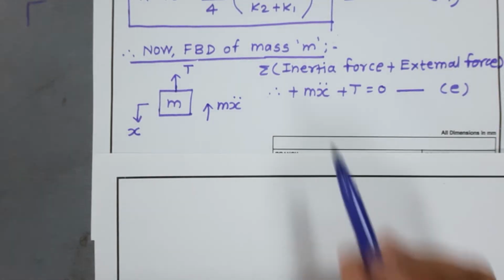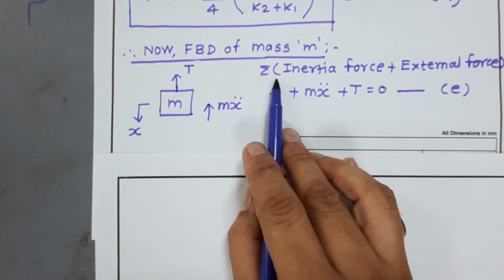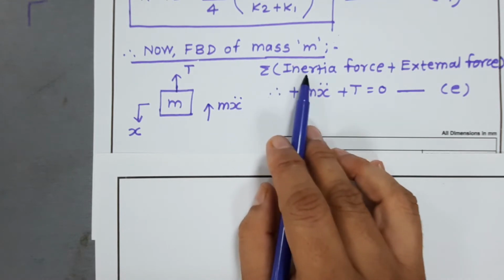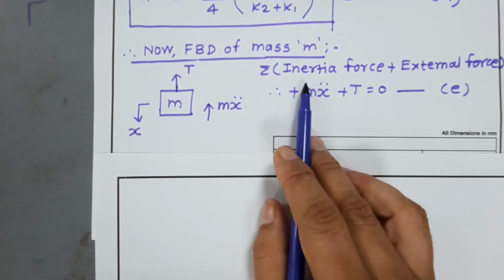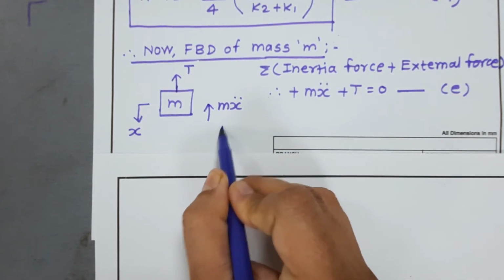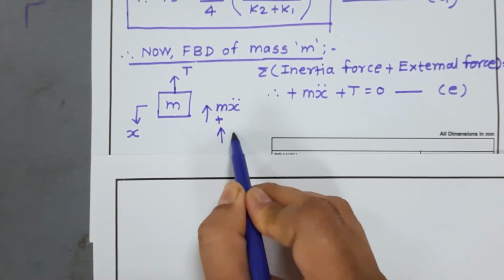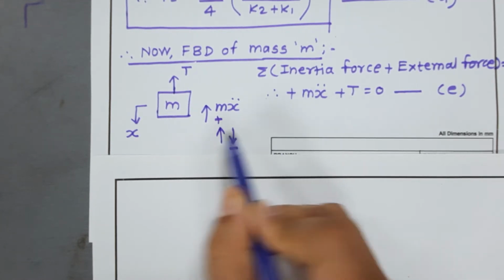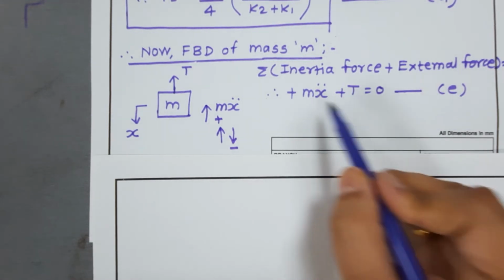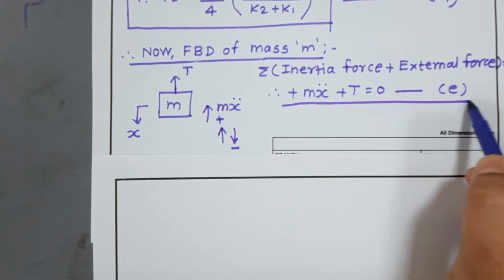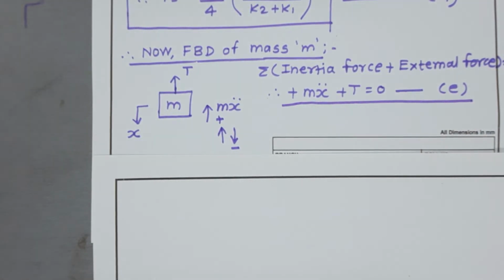So here we are going to take the D'Alembert's formula: summation of inertia force plus external force is equal to 0. The inertia force is in the upward direction. I again take upward direction force as positive and downward direction force as negative. Both forces T and mx double dot are in the upward direction, so the plus sign is there. So this is my equation number E, generated from the free body diagram of the mass.